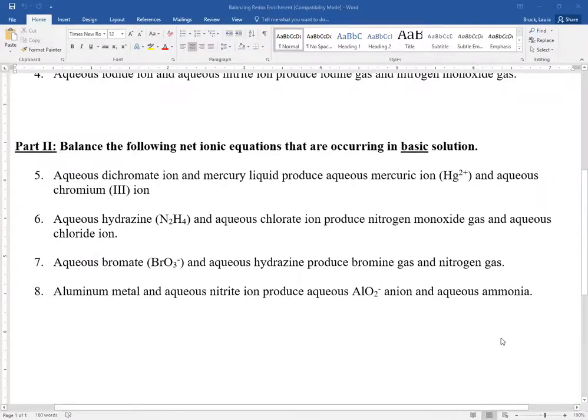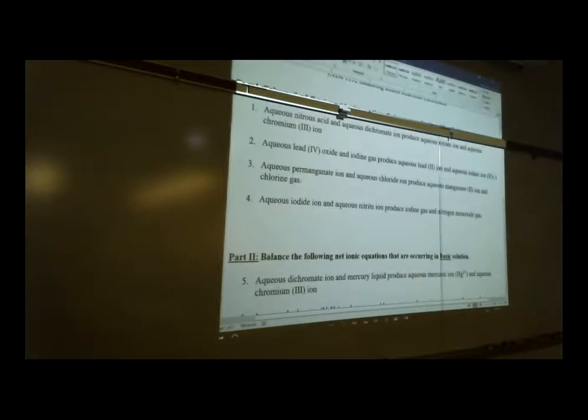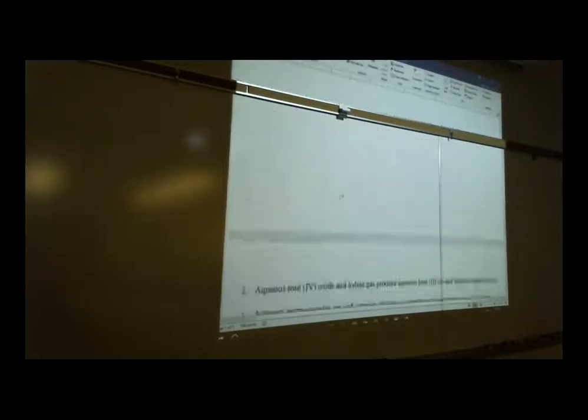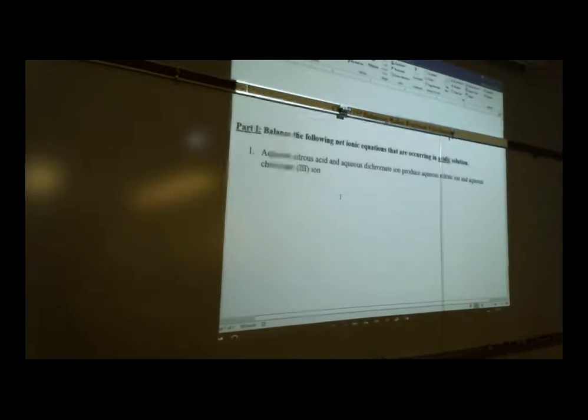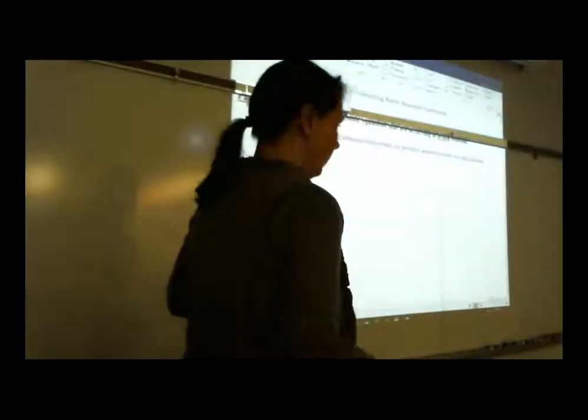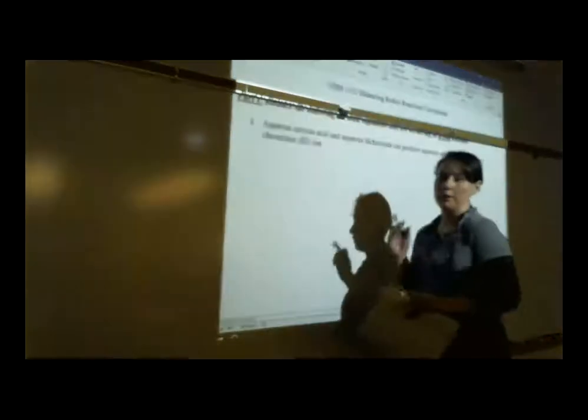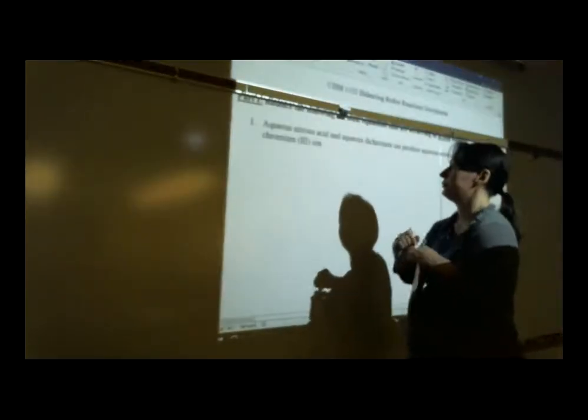And here are the 4 problems that we did balancing in basic solution. So now we're going to spend time going over each one of these so that we all understand how to do it. Because these are net ionic equations, obviously the first thing we need to do is write it out, right? Because we have to write our redox reaction, assign oxidation numbers, and then do the half-reaction method.